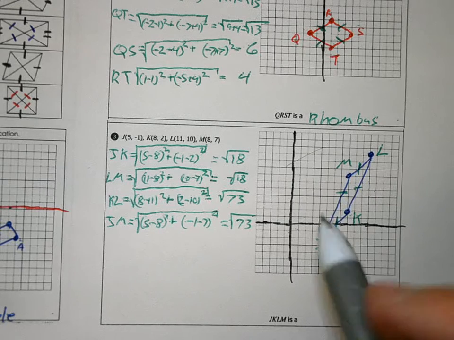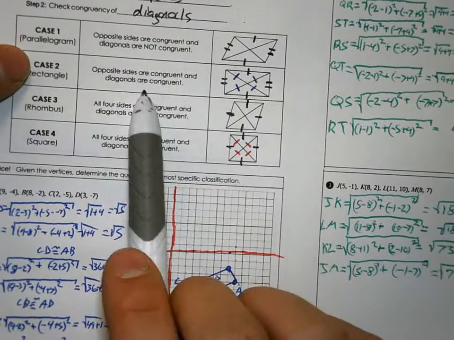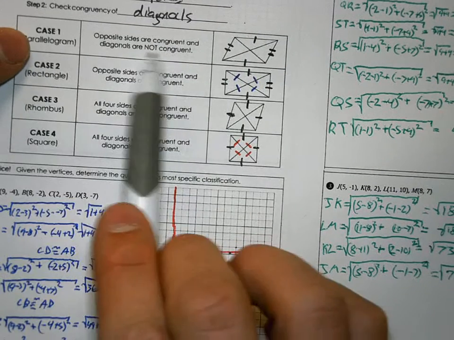So we're between a parallelogram and a rectangle at the moment. So now I want to check diagonals. If the diagonals are congruent, it's a rectangle. If they are not congruent, I have a parallelogram.